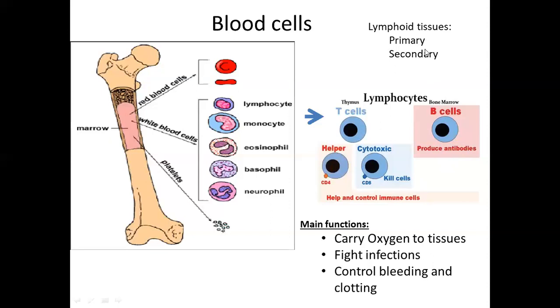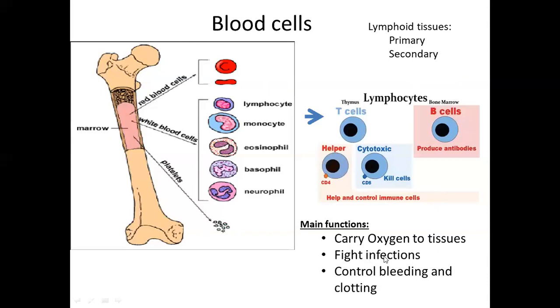Thereafter, they will be released into the general circulation and also into the peripheral or secondary lymphoid tissues, like your lymph nodes, spleen, lymphoid aggregates within the GIT or gastrointestinal system, or rather sometimes even the solid organs can act as peripheral lymphoid tissues.